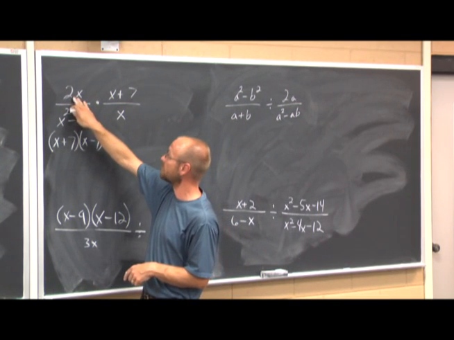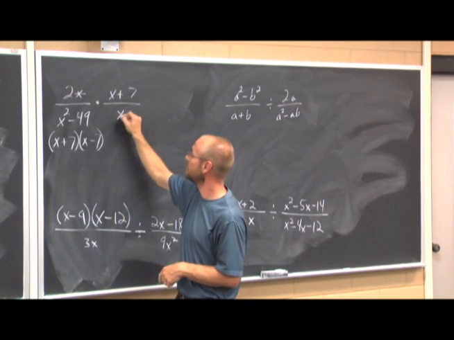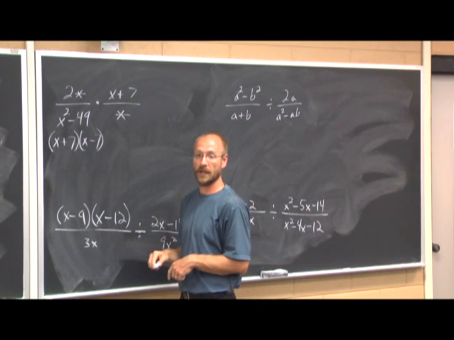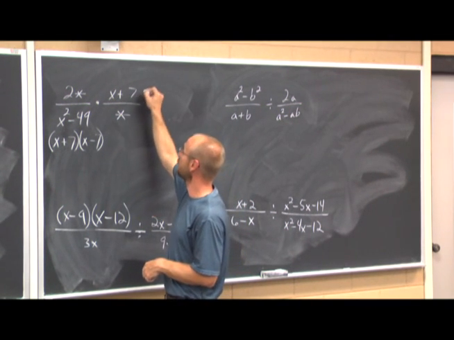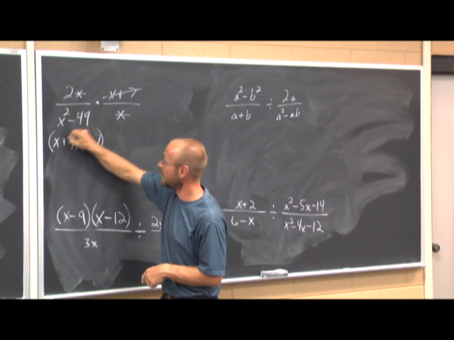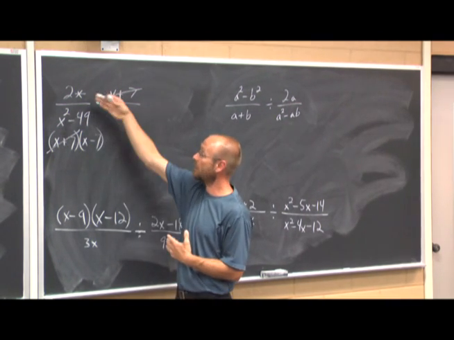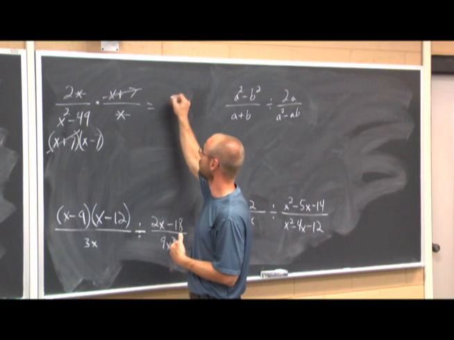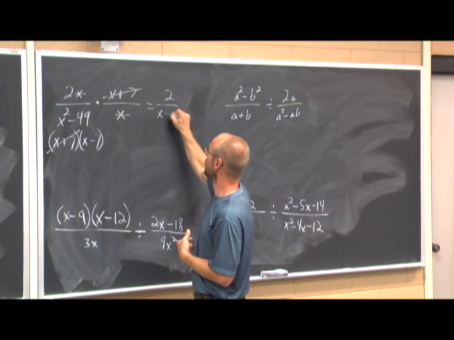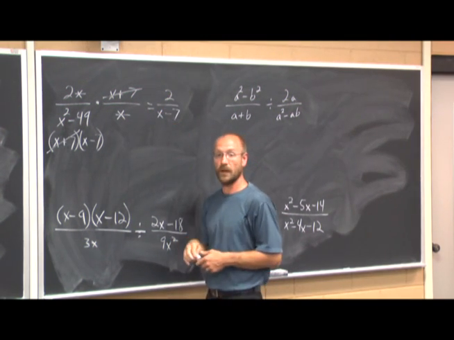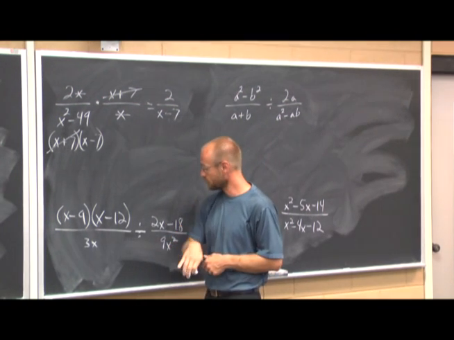Well, if I start top to bottom, left to right, I have an x here. That can reduce that x there. I have an x plus 7 here. That can reduce the x plus 7 there. And there's nothing else that's going to cancel. I have 2 over x minus 7. That is the simplified version of this multiplication.